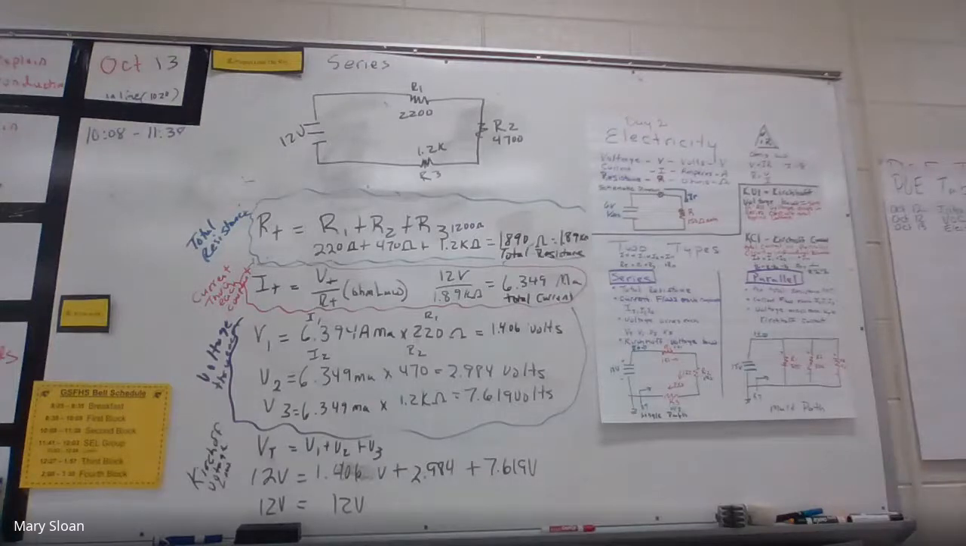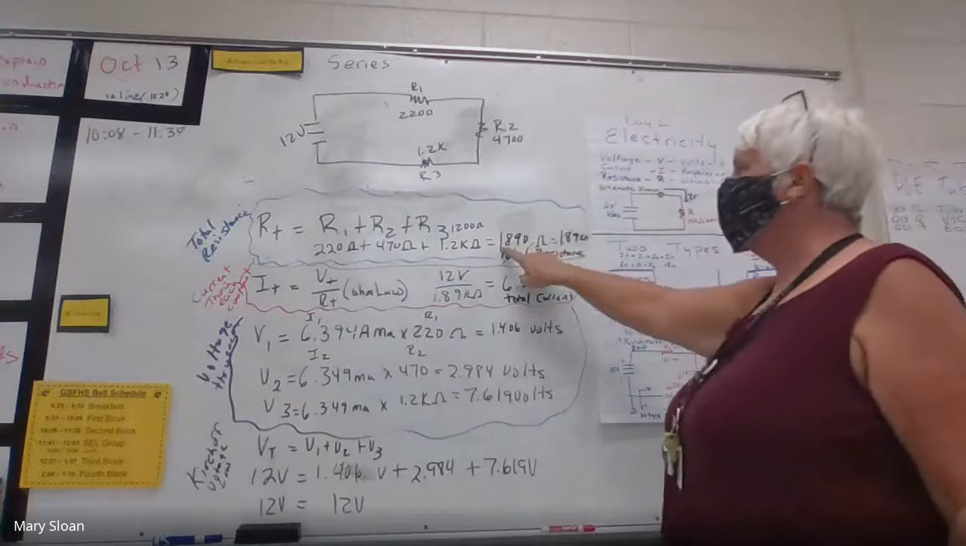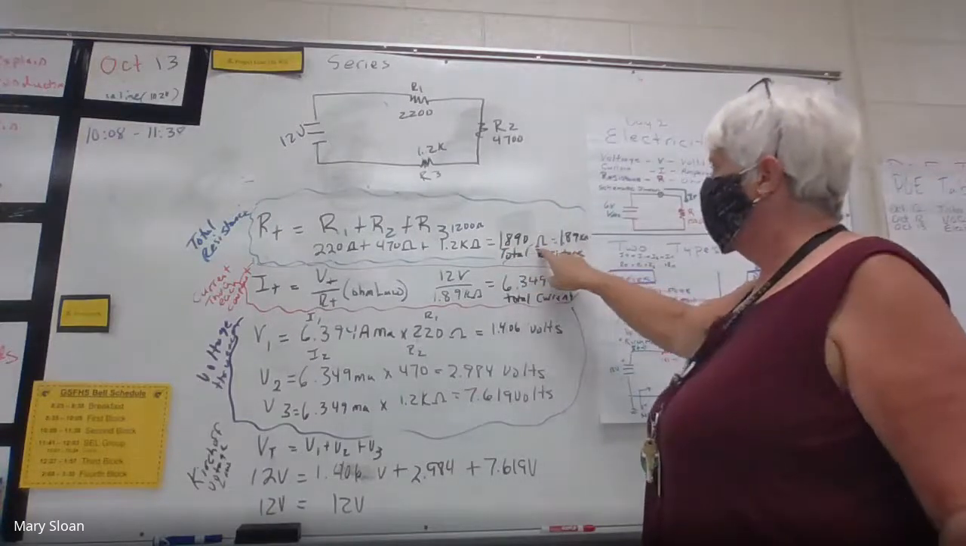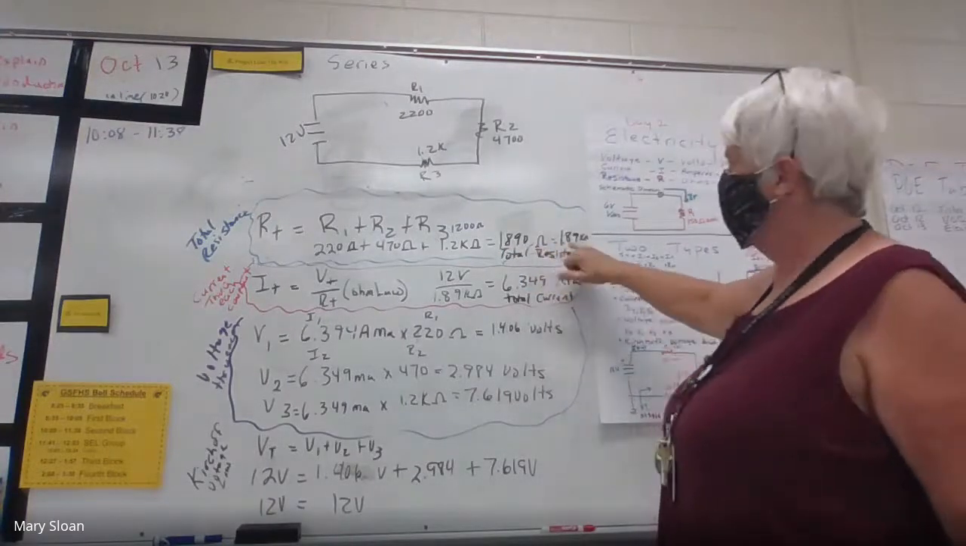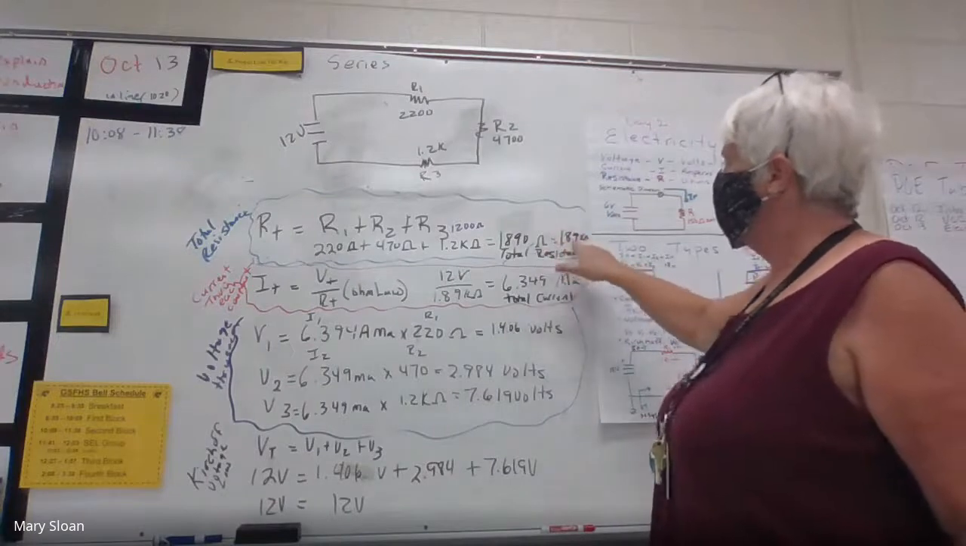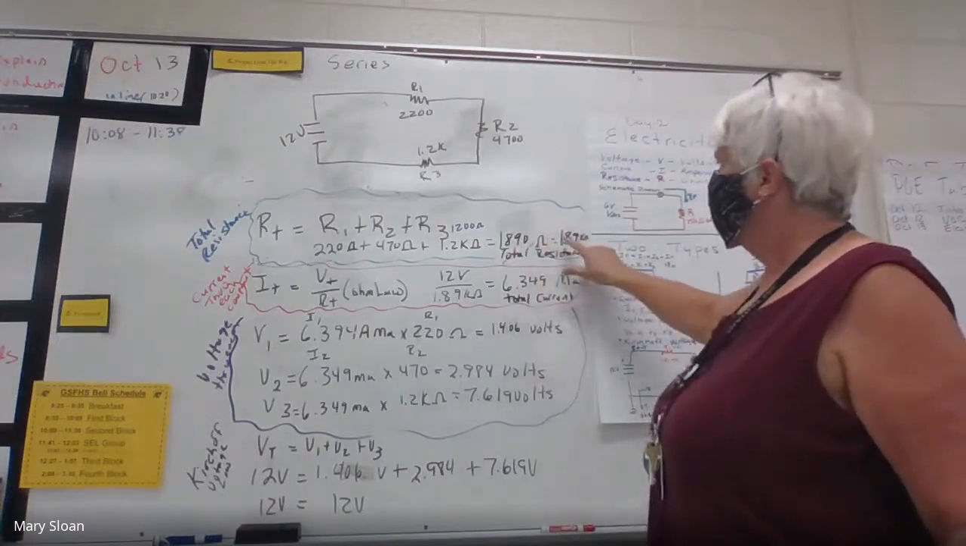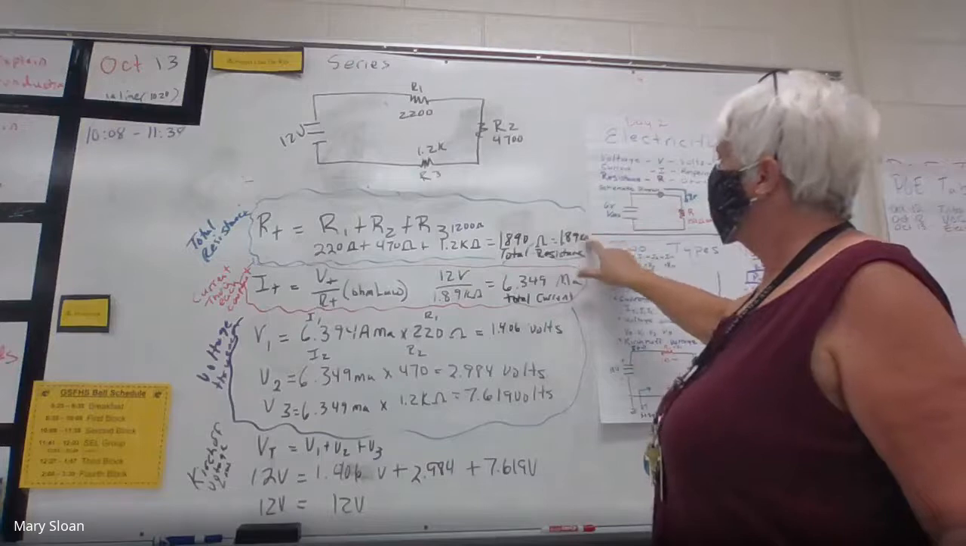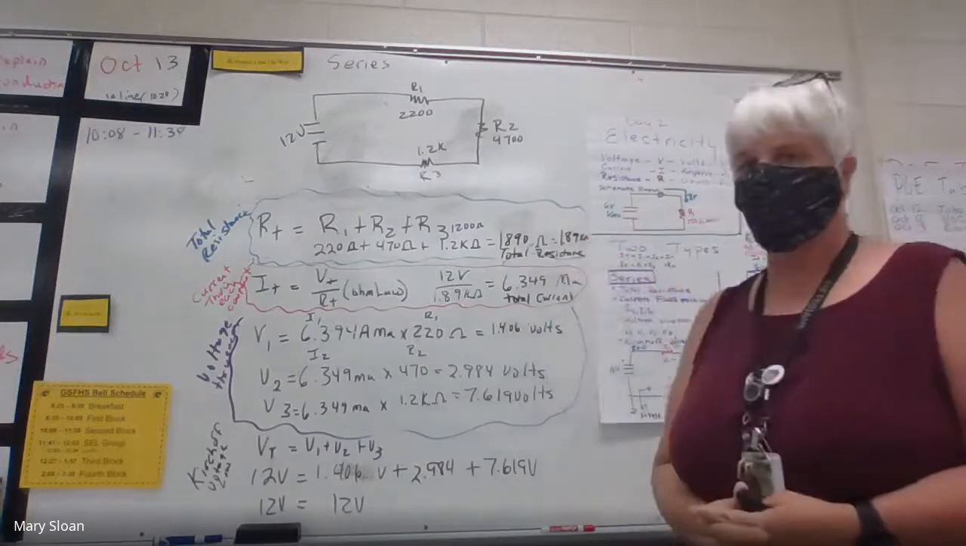I'm asking you because I only have two other girls here, and I'm going to be asking them questions too. I got 1,890. Okay, so 1,890 ohms. And what I did here is I changed this to kilo ohms. To do that, I just moved the decimal over, which is 1.89 kilo ohms, which is my total resistance.